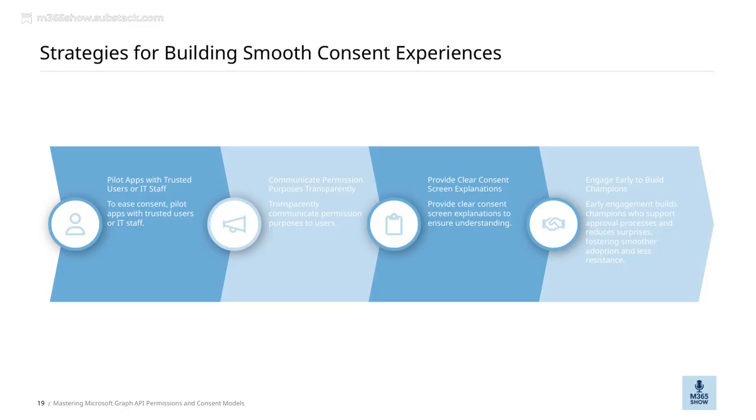Speaking of transparency, always communicate permission purposes openly. Let users know why each permission is needed and how it will be used. This openness reassures users and fosters confidence in the process. Finally, to ease the consent process, consider piloting your apps with trusted users or your IT staff first. This step allows you to gather feedback, address concerns, and make improvements before wider deployment. Overall, these strategies, early engagement, clear explanations, transparent communication, and pilot testing, are all about making the consent experience straightforward, trustworthy, and less intimidating for users.